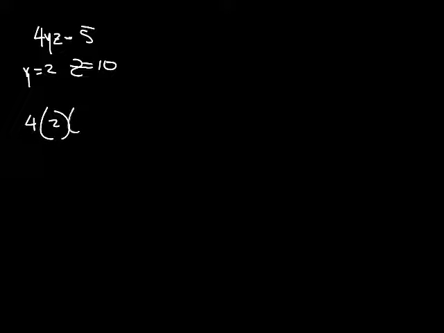If we have something like 4yz, and we subtract 5 from it, and we say that y equals 2, and z equals 10, we're just going to replace the y with a 2, and again, notice I have it in parentheses. So we've got 80 minus 5 equals 75.